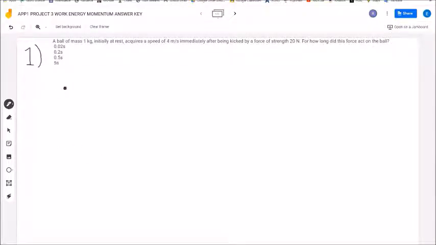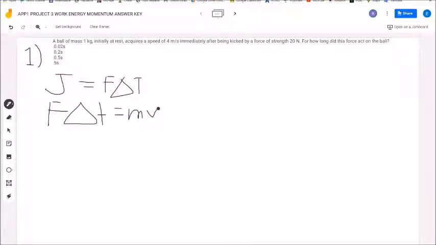So the impulse, which is delivered to the ball, can be represented by J equals F delta T, where J is the impulse, F is force, multiplied by the change in time. And this equals the change in momentum. So since the ball started at rest, we have F delta T equals mv, mass times velocity. Therefore, change in time equals mass times velocity divided by the force.